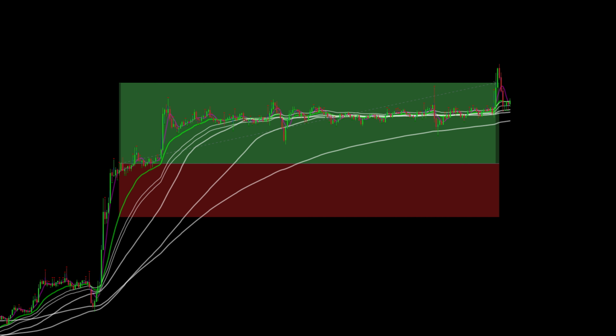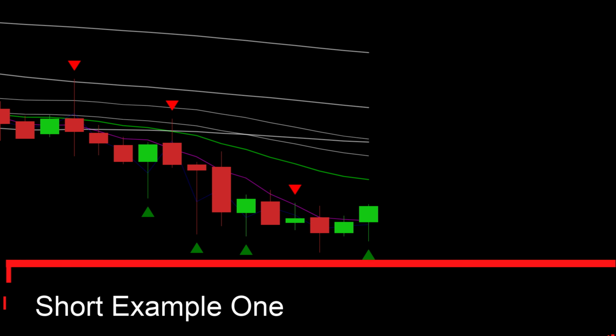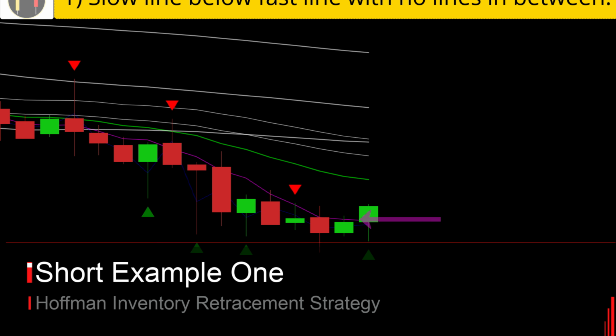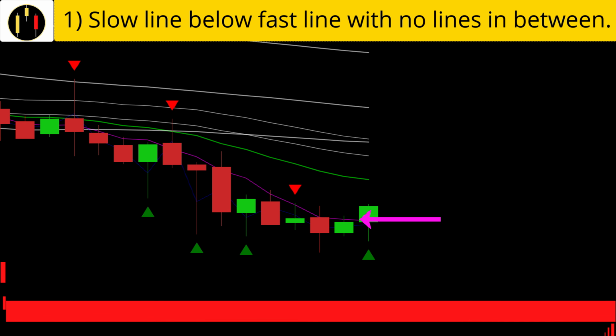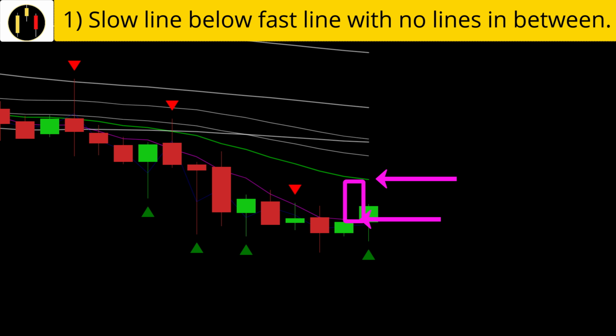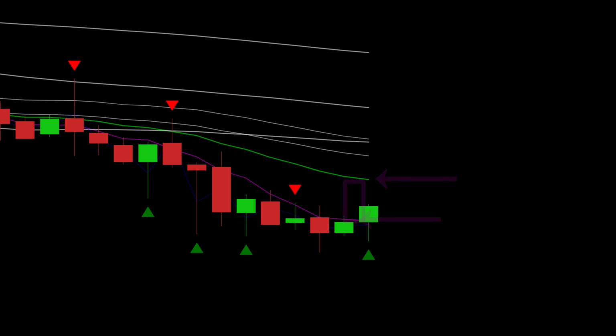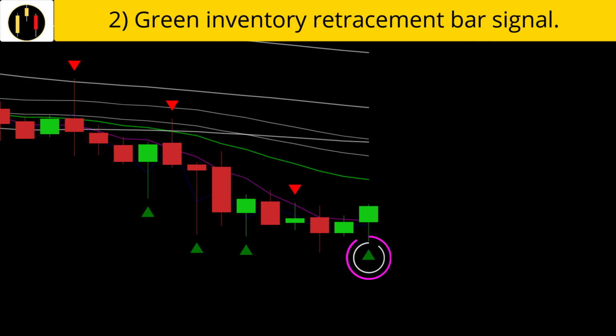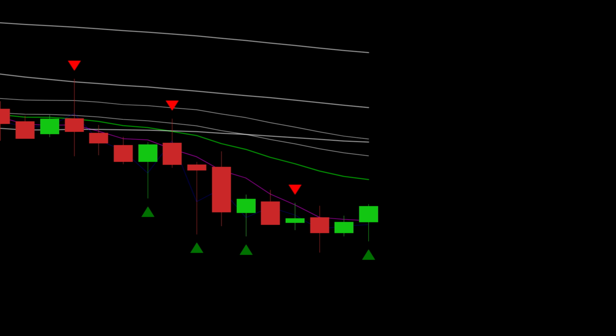Now we flip to shorts. This is what I will test for shorts. First, the slow line in purple must be below the fast line in green with no other lines in between. Second, we need to see a green triangle from the inventory retracement bar indicator. All of that happens on this candle here.